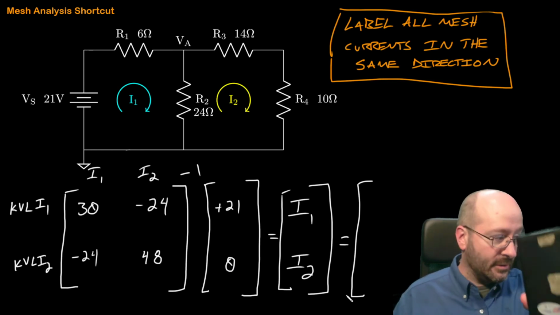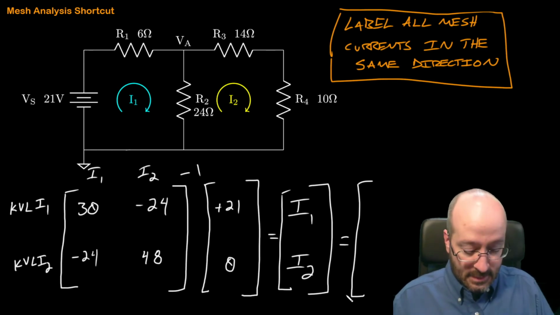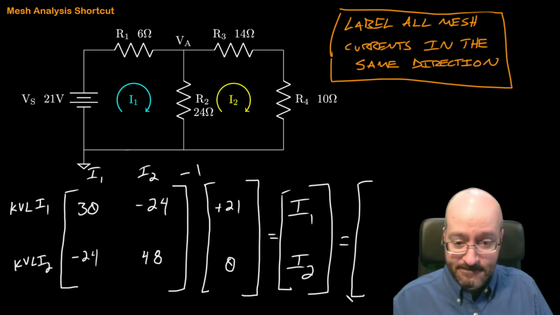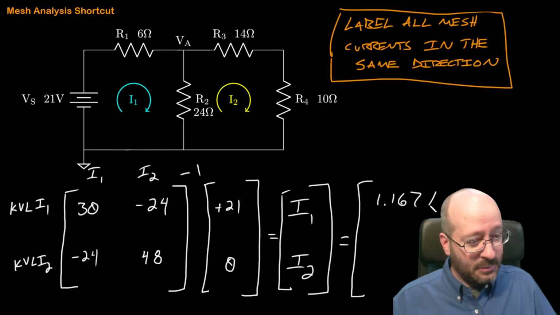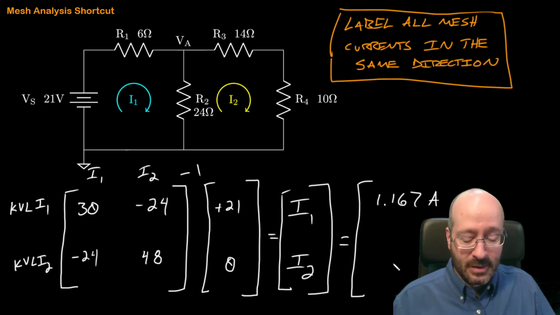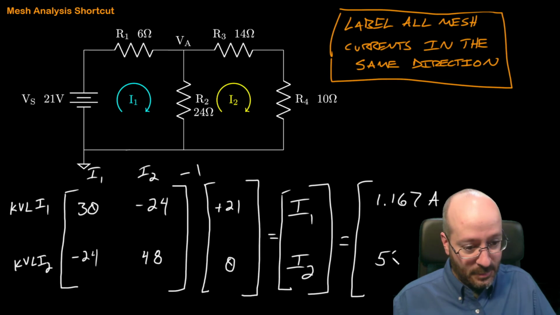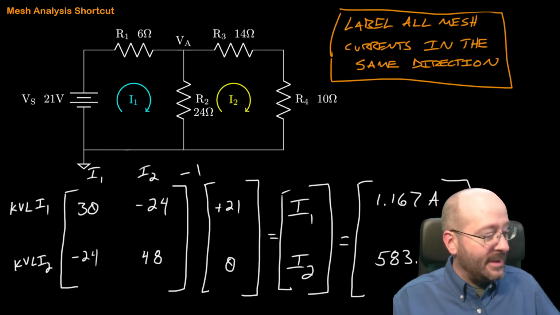All right, now if we solve that, grab your calculator and just punch it in. Okay, 30 minus 24 and 21, negative 24, 48, and 0. And from that we get hopefully the same result. It is the same result, 1.167 amps and 583.3 milliamps, as we did when we first started working on mesh analysis. This was the very first problem that we worked. Okay, now I have the mesh currents.